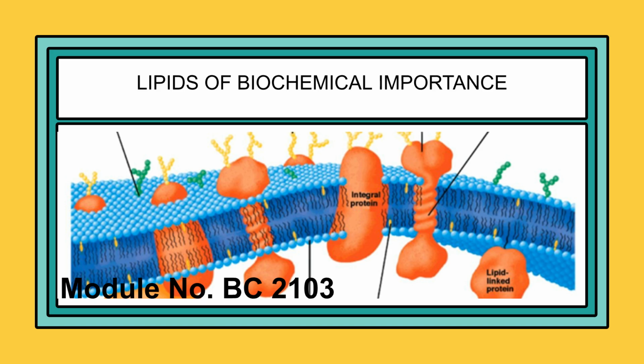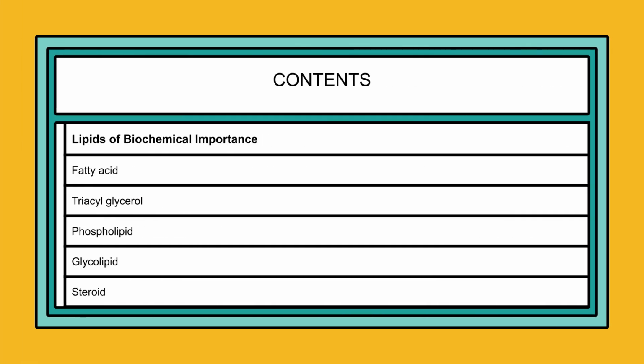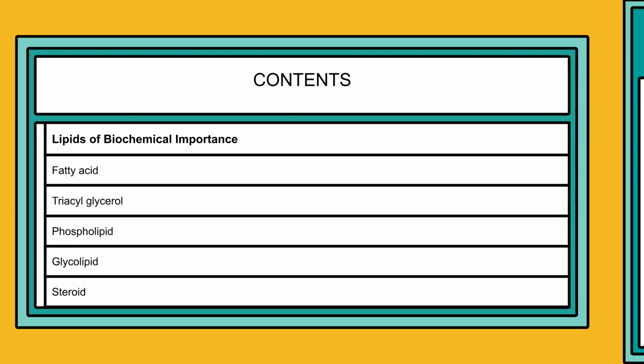In this video, we will explore the structure, properties, and biological significance of various lipid types. Here is an overview of the topics we will cover: the general importance of lipids, followed by a breakdown of fatty acids, triacylglycerols, phospholipids, glycolipids, and steroids.